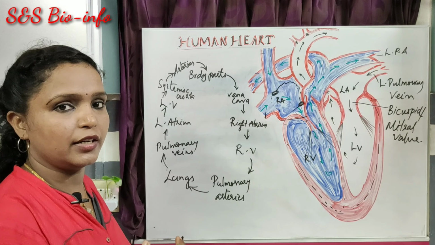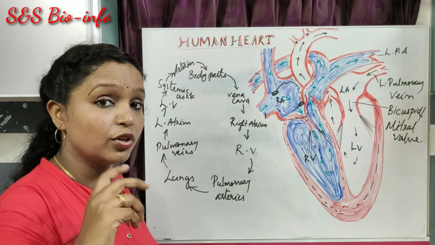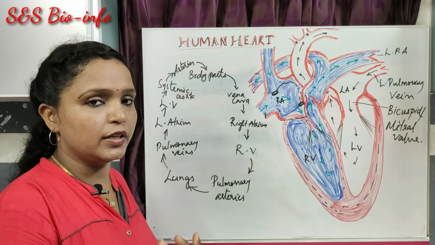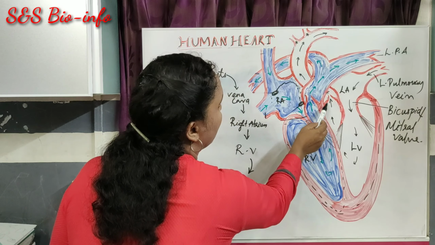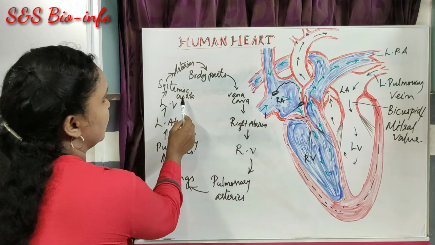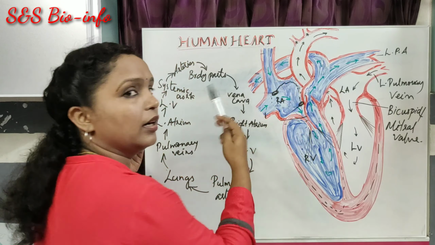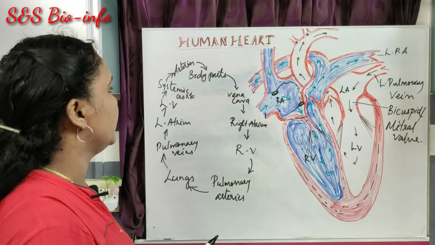For what? Purification, because the lungs are the site of exchange of oxygen and carbon dioxide. After purification, the carbon dioxide rich blood turns into oxygen rich blood. The oxygen rich, or pure, blood is transported through the pulmonary veins, the left pulmonary vein and the right also, to the left atrium. From the left atrium it goes to the left ventricle. Then through the valve it goes to the systemic aorta, then to different arteries, to different parts of the body.